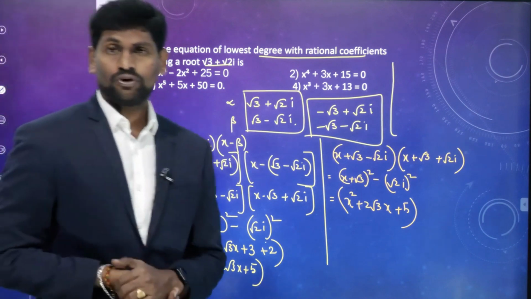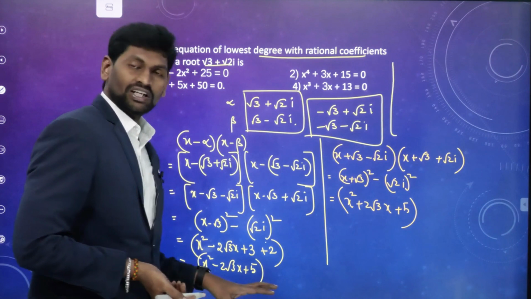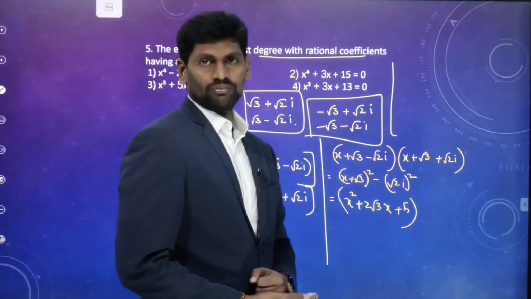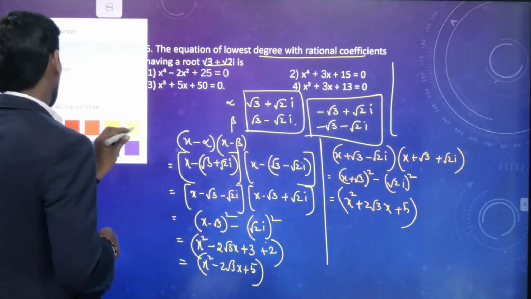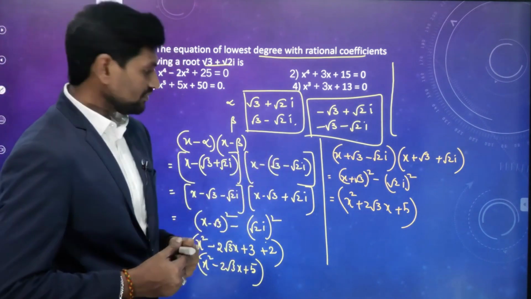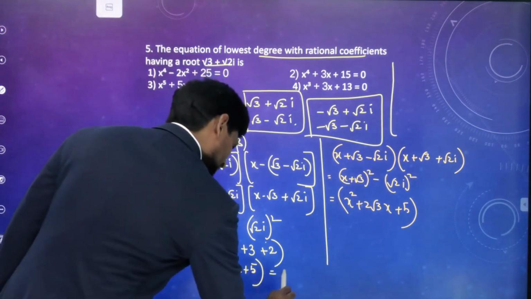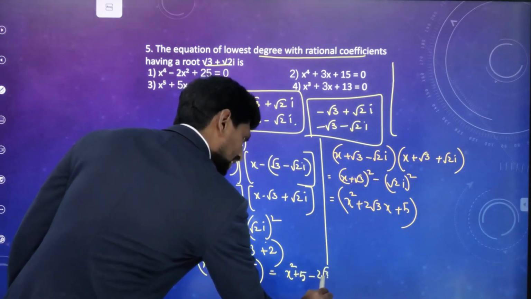So overall there are 4 factors. By using the first 2 factors, I found the quadratic polynomial. By using the last 2, again I found the quadratic polynomial. Let us find the final answer: quadratic into quadratic. Now here x square plus 5, I am writing as x square plus 5 minus 2 root 3x.